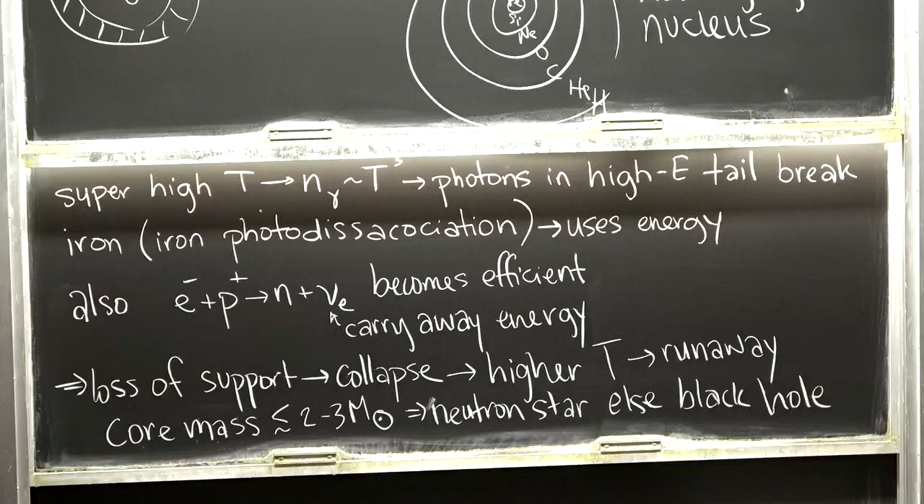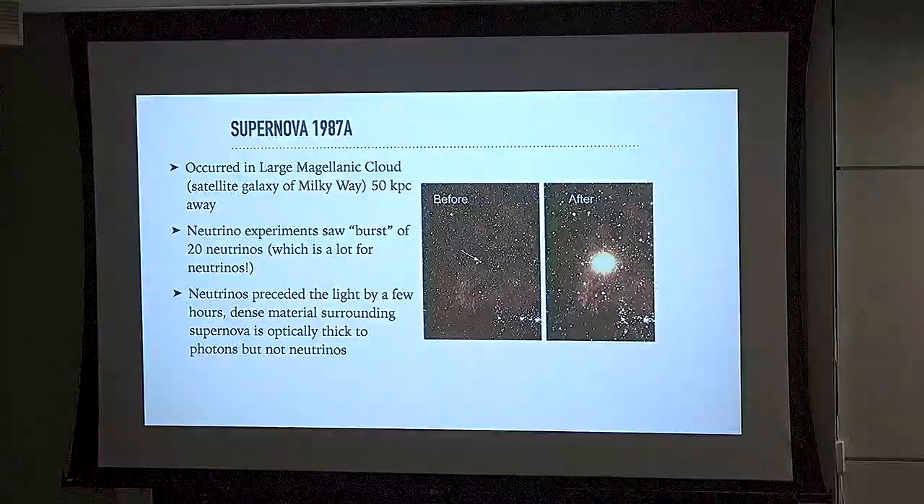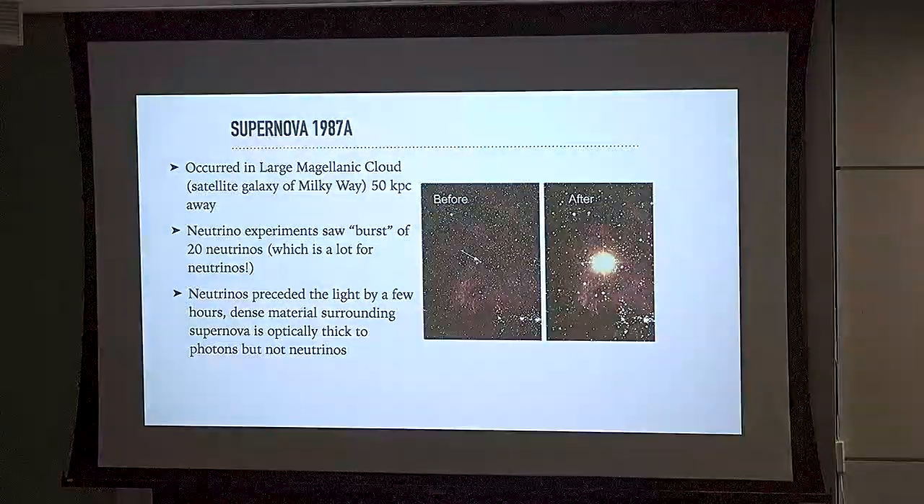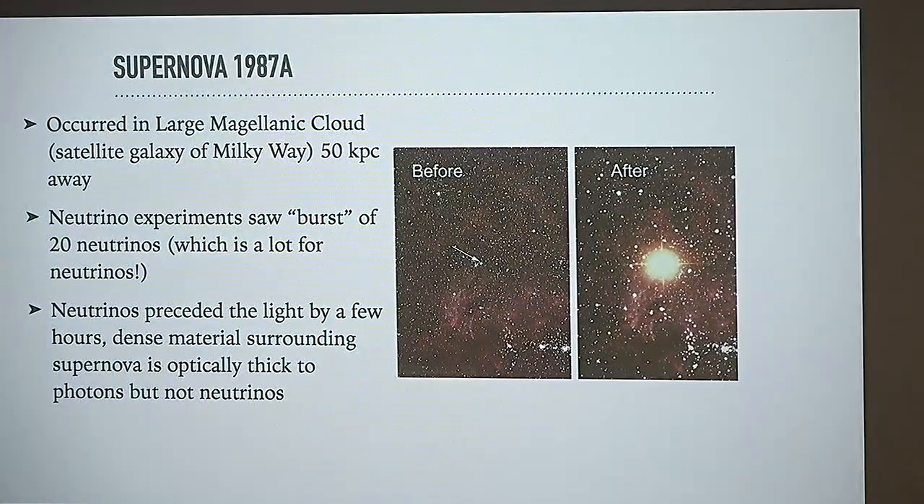So here's the really classic example that BSM people love to look at. This is supernova 1987A, which occurred in the LMC, which is around 50 kiloparsecs away. Okay, here are some optical images before and after the supernova. So you can see it is indeed very luminous when it comes to photons. However, again, 99% of the energy that's emitted by this thing is in the form of neutrinos.